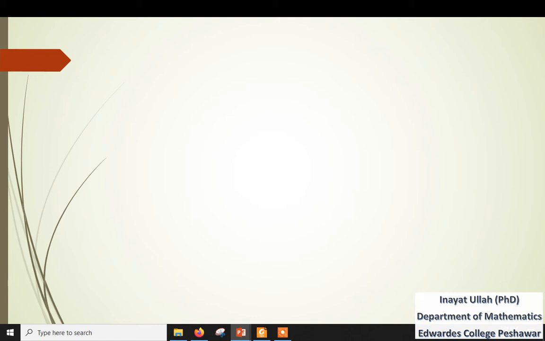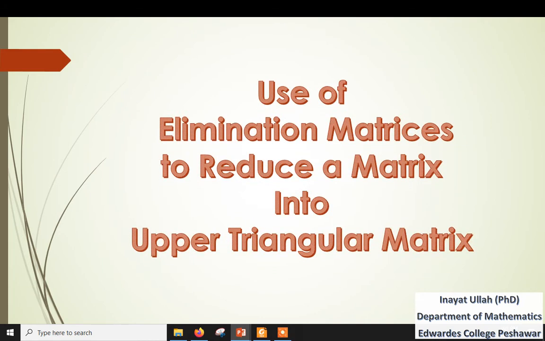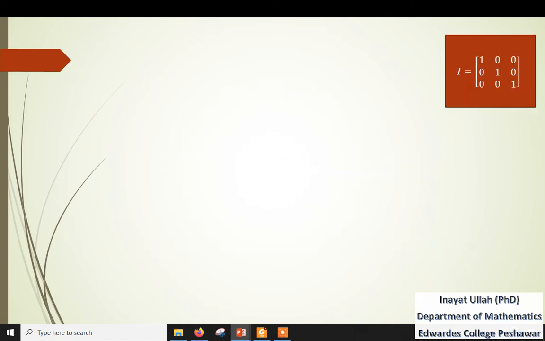Dear students, in this lecture we will study how we can use elimination matrices to reduce a matrix into upper triangular matrix. An upper triangular matrix is a matrix in which, below the main diagonal, all the entries are 0. For example, if you look at this identity matrix, that is the main diagonal. Below it all the entries are 0.